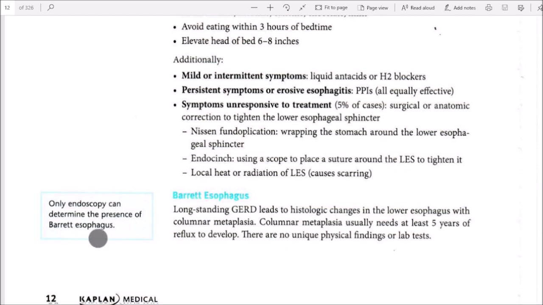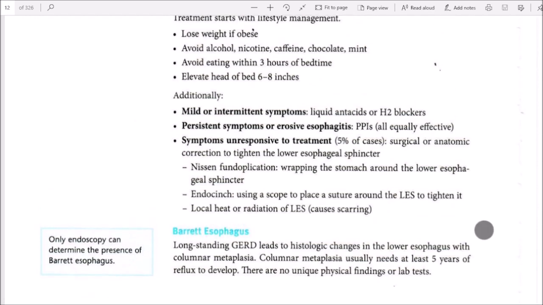Only endoscopy can determine the presence of Barrett's esophagus. Next topic.